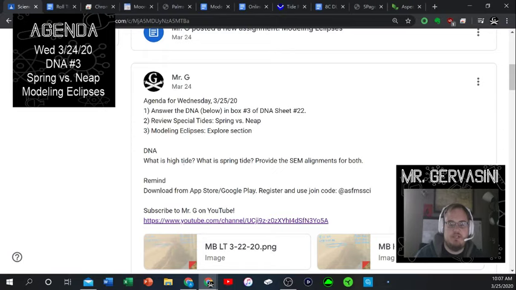So we're working on the DNA. What is high tide? What is spring tide? Provide the sun alignments for both. I'll go over that towards the end. Kind of come back to that full circle. I'm going to go over the special tides in a couple minutes. Spring versus neap. So we have high tides, we have low tides, but then throughout the month we have special tides. Tides where they're really extreme, where high tide is higher, low tide is lower. And then we have tides which are more minimal. They have very small difference. High tide is actually lower than normal, and low tide is actually higher than normal. So when do those situations happen? You need a special alignment, just like you need an alignment for regular high tide.